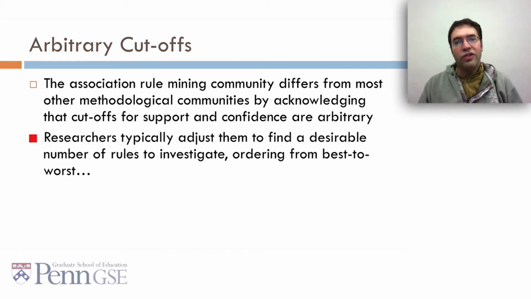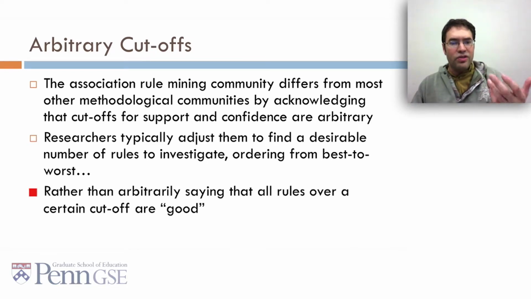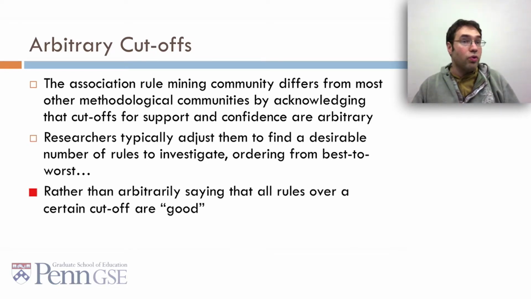Researchers typically adjust these two to find a desirable number of rules to investigate, ordering from best to worst. So in other words, if you try an initial support and confidence cutoff and you're not getting enough examples, then you lower them and you try more. If you're getting too much, you raise them. What a neat idea. And they do this rather than arbitrarily saying that all rules over a certain cutoff, kappa 0.6, p of less than 0.05, are good.